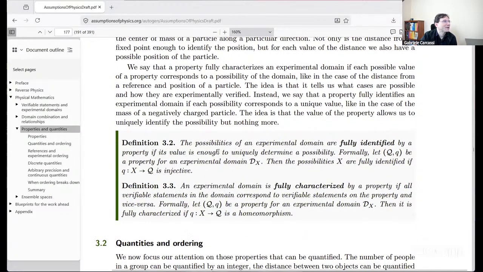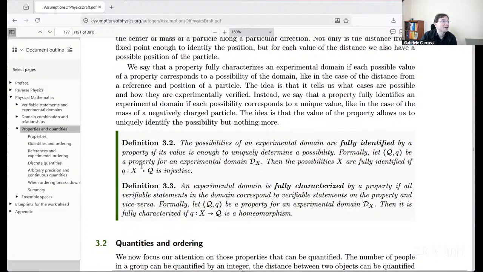And so I think the two definitions are the things that make it clear to me. So you are fully identified by a property if its value is enough to uniquely determine the possibility. And so when you have your Q, big Q and small q, then the possibilities are fully identified if this map is injective.